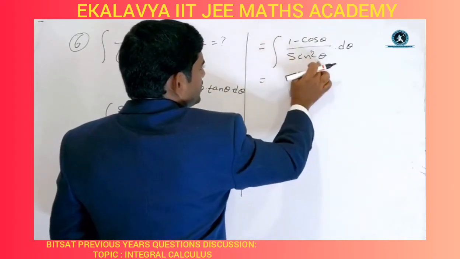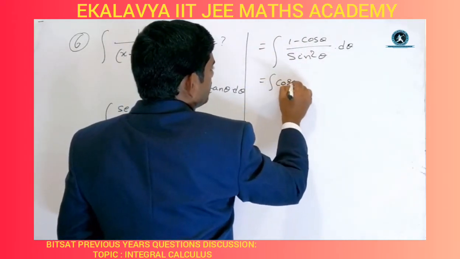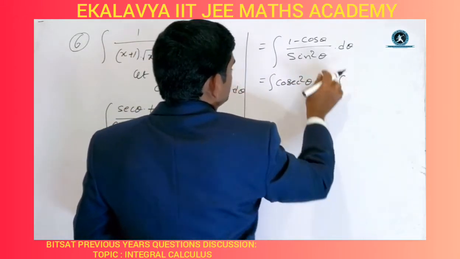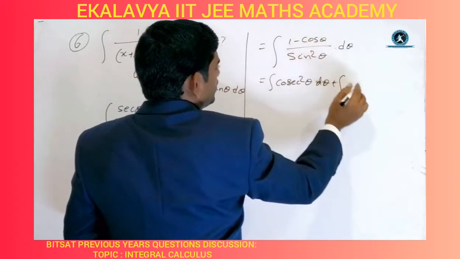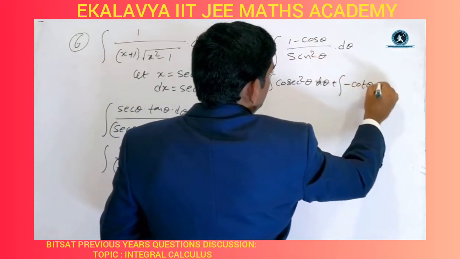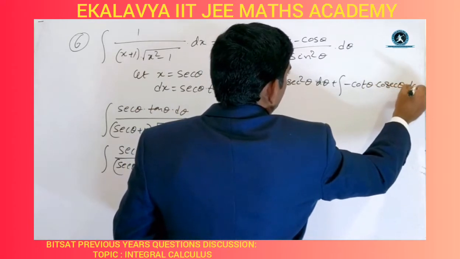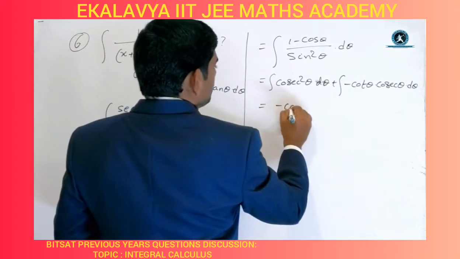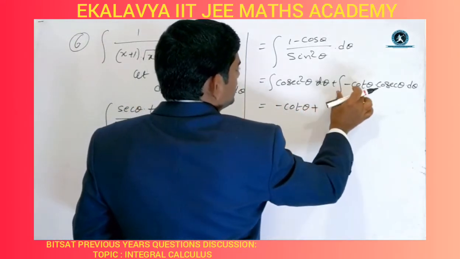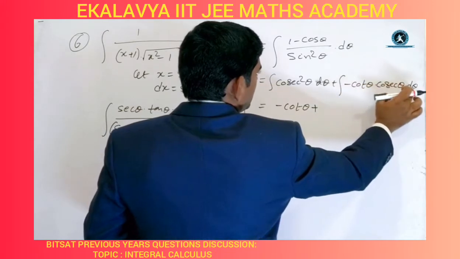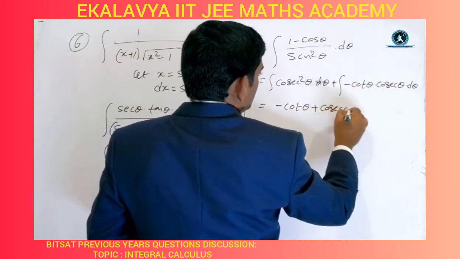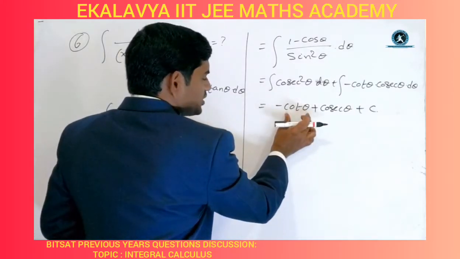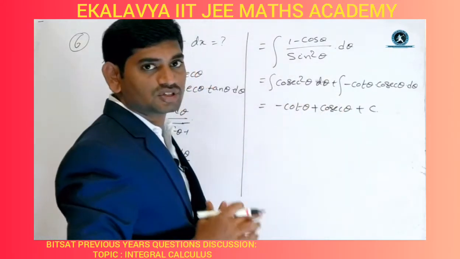Then integration of 1 by sin square theta, that is cosecant square theta d theta, plus integration of cos theta by sin square theta, which we can also write as minus cot theta into cosecant theta d theta. Now integration of cosecant square theta is minus cot theta, plus integration of minus cosecant theta into cot theta d theta is cosecant theta, plus c. C is the constant.